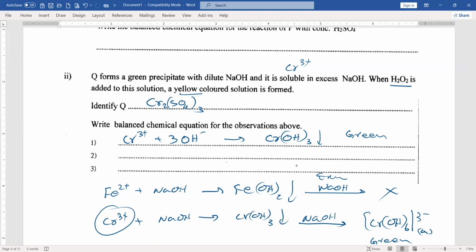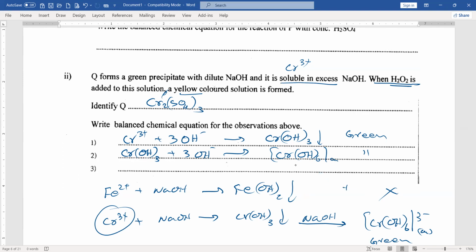Secondly, Cr(OH)3 plus 3OH minus will give us [Cr(OH)6]3- (aq). This is also green in color. And finally, when H2O2 is added to this solution, a yellow colored solution is formed.